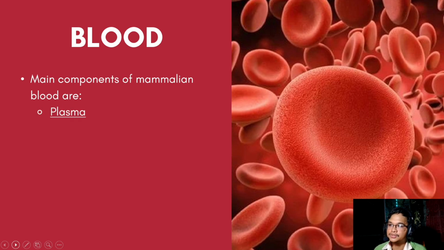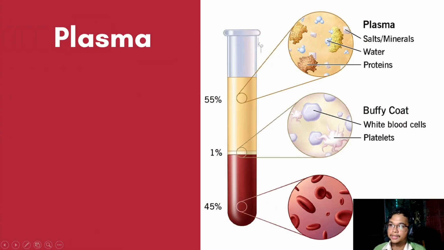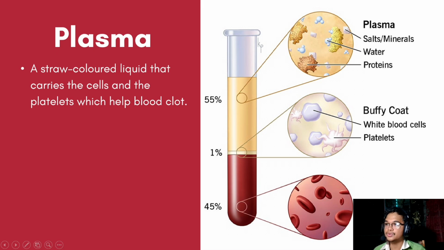First we have plasma. Second is red blood cells. Third is white blood cells. And lastly is platelets. First we'll go into plasma. It's a straw-colored liquid that carries the cells and the platelets, which help blood clot. If you can see in this diagram right here, the yellow fluid here is the plasma, and it carries salts, minerals, water, and proteins.